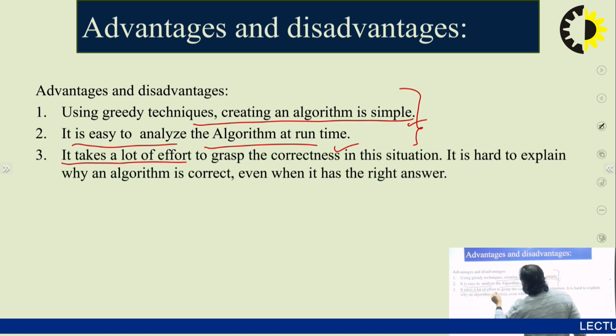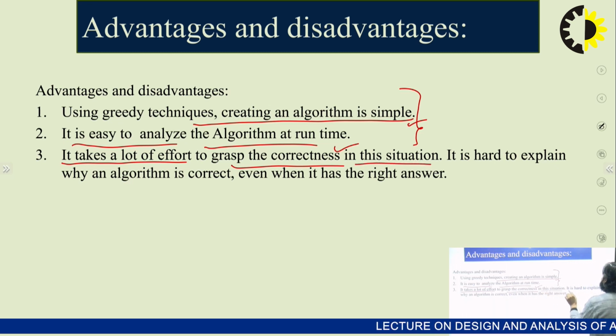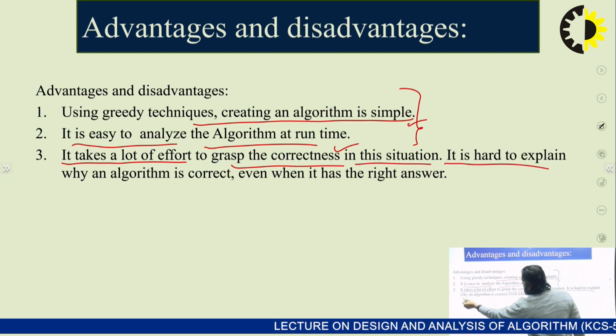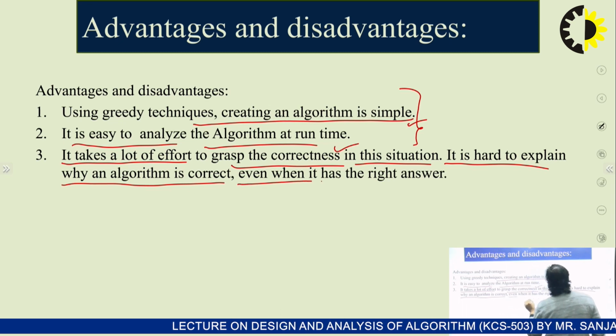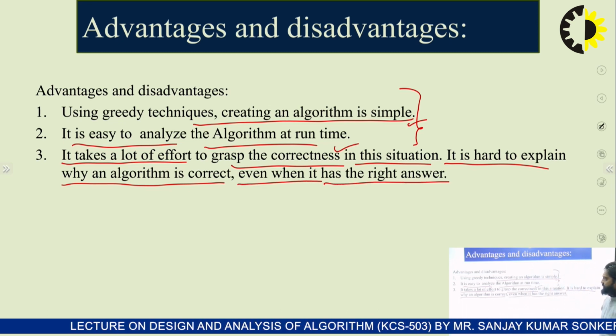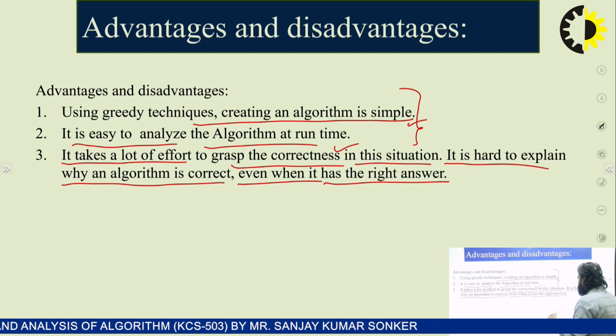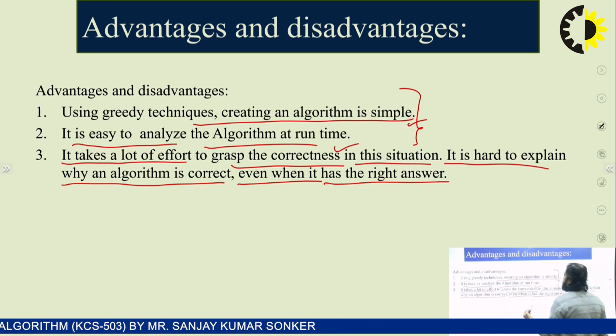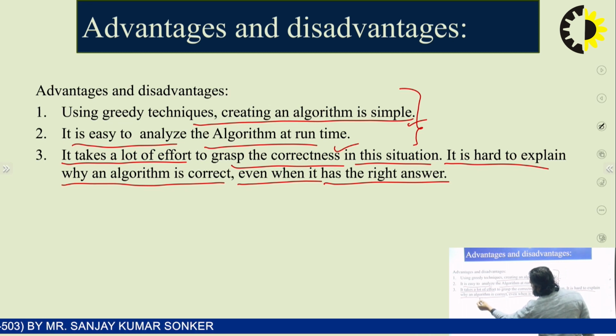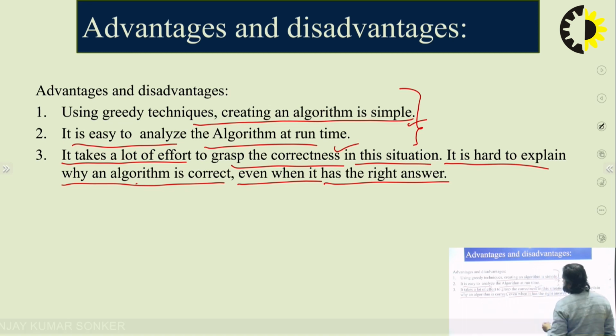It takes a lot of effort to grasp the correctness in these situations. It's hard to explain why the algorithm is correct even when it has the right answer. The disadvantage is that we just calculate the result, and sometimes the result is correct, but we cannot confirm that it's a correct result. So those are the disadvantages. Most of the time greedy does not give a correct answer, but dynamic programming always gives a correct answer.